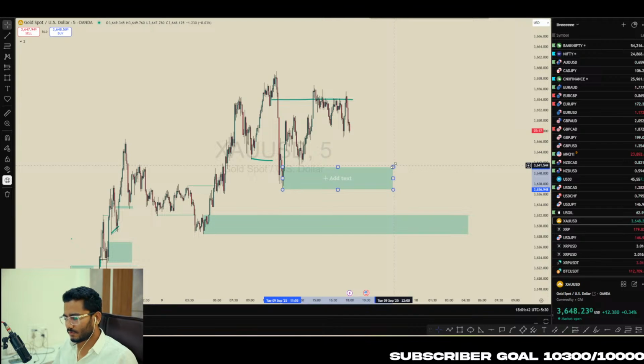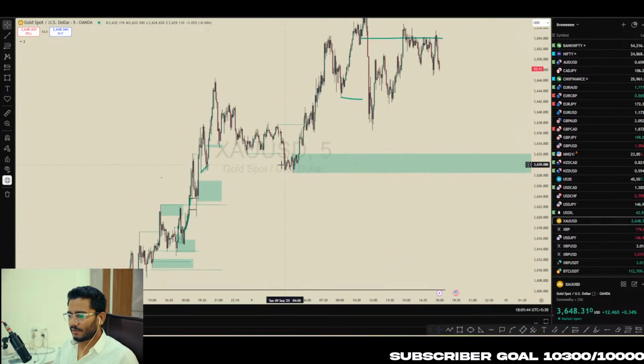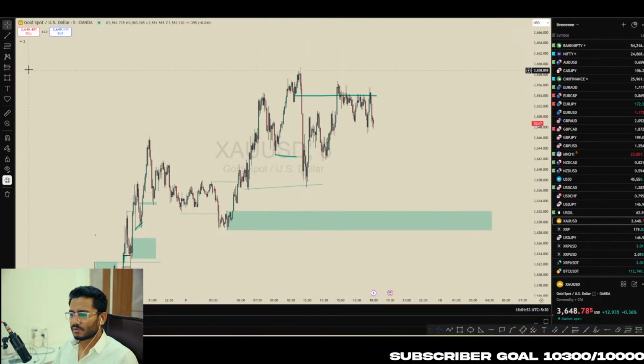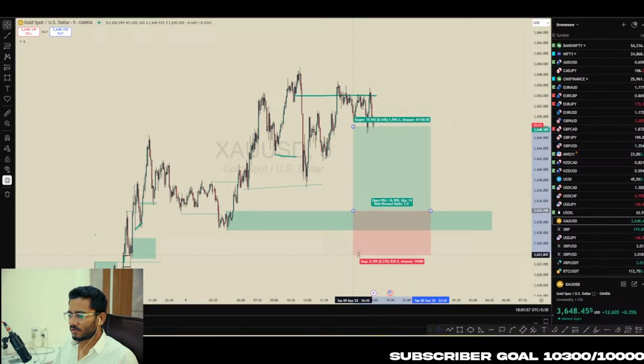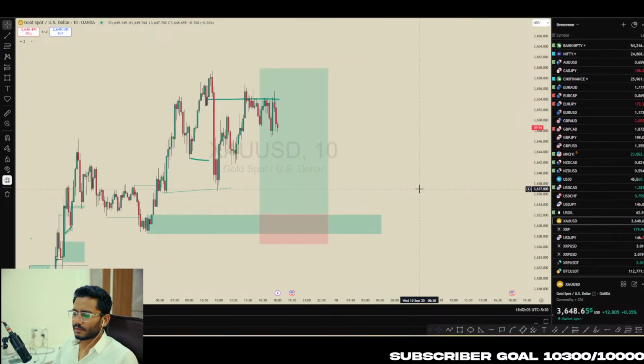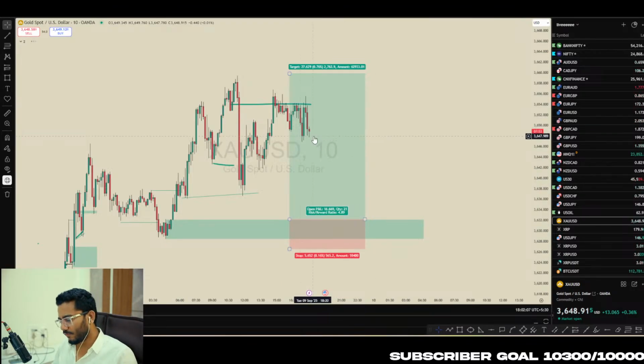Target the next. Right now, there is a clear imbalance, structure break, sweep of liquidity, and there is a trend line liquidity to the upside. This order block has been mitigated. Entry, stop loss below this low, and the next high is a target, 1:5. This is something I'm waiting for. Let's see.